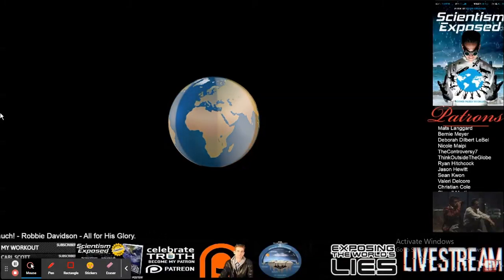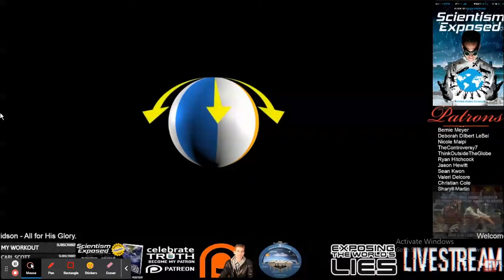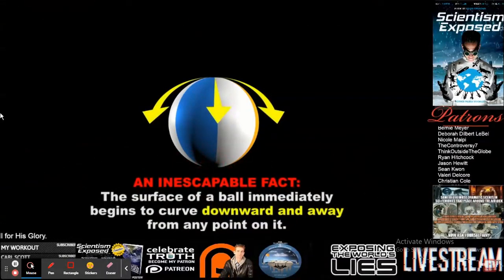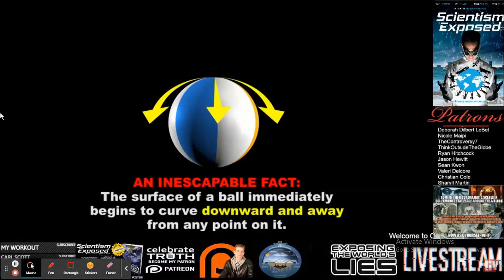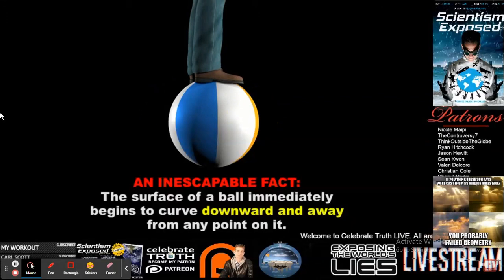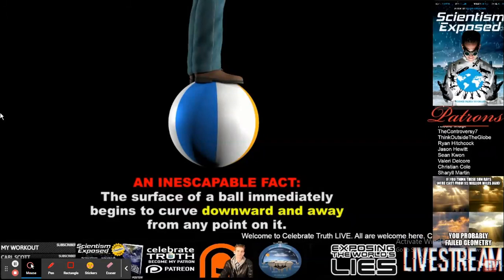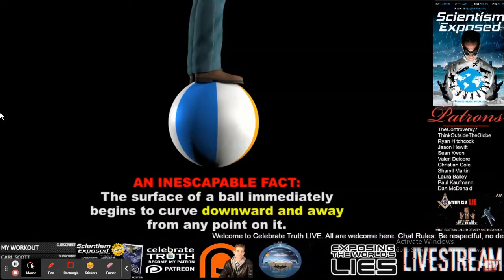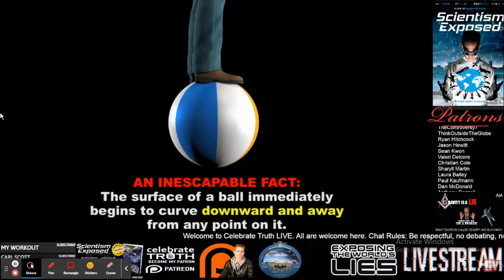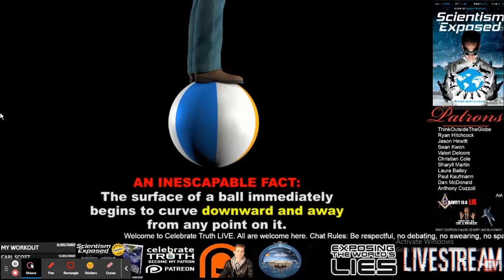Okay, let's just imagine our world as a beach ball. All right, the lines of the ball clearly point out what so many in the ball Earth camp are blatantly ignoring. A ball, by its very nature, demands that its surface immediately begins to curve downward and away from any point on it. So if we imagine Poser James here, I'm using a software called Poser, let's call him PJ for short. If we imagine him standing on the beach ball, the problem becomes immediately apparent. Okay, he's standing on a ball. Immediately the ball is curving downward and away from his feet in all directions. That's what a ball does.